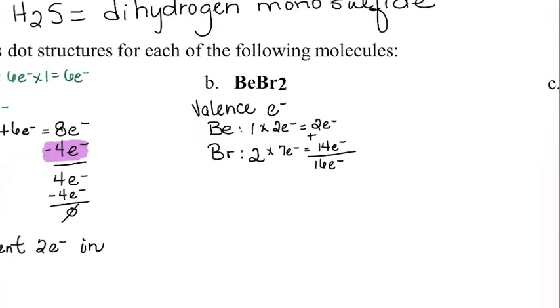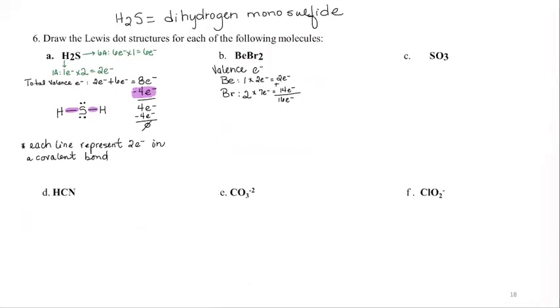Okay, so at this time, I want you guys to take a few minutes and do C and D. Let's do the number of valence electrons for C and D. I'll give you a minute.